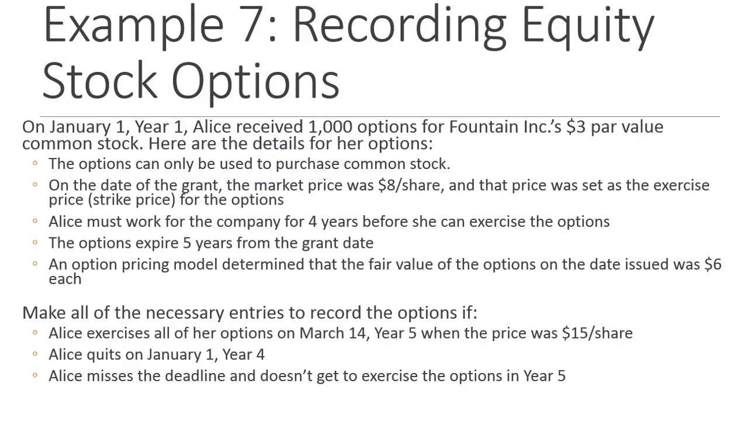Second, on the day of the grant, the market price was $8 a share, and they set that as the strike price for the options. So eventually, Alice is going to pay $8 a share for these 1,000 options. Alice must work for 4 years before she can exercise the options, and the options expire 5 years from the day we grant it.